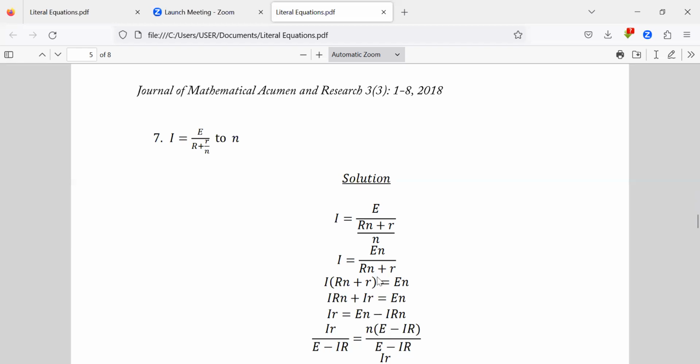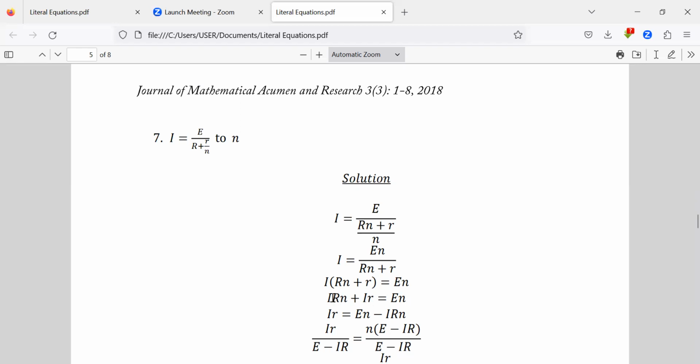The next step is that we multiply both sides by Rn plus R, and so that takes us to this step. Then over here, we expand the bracket, and that takes us here. I times that, I times this gives us this. We now rearrange. We need all the terms containing n. And so we get them.